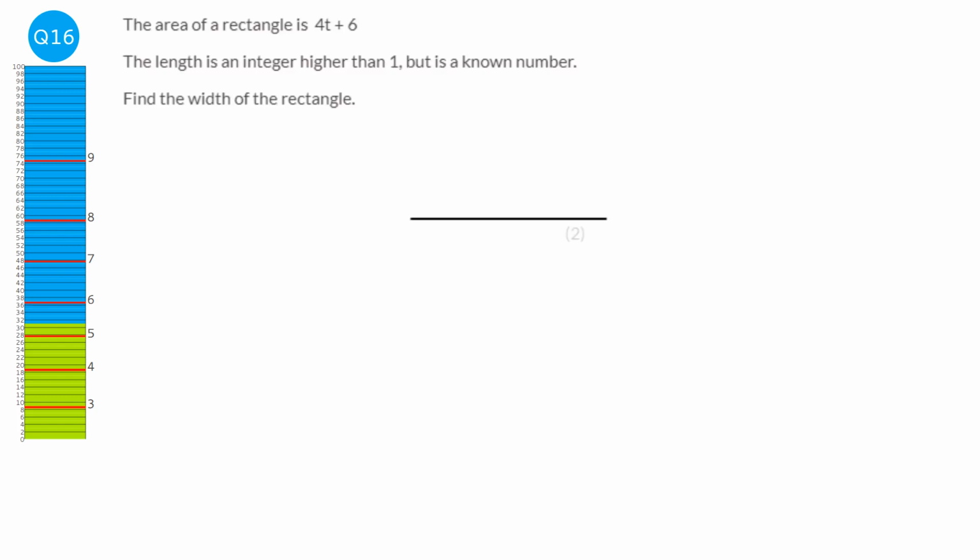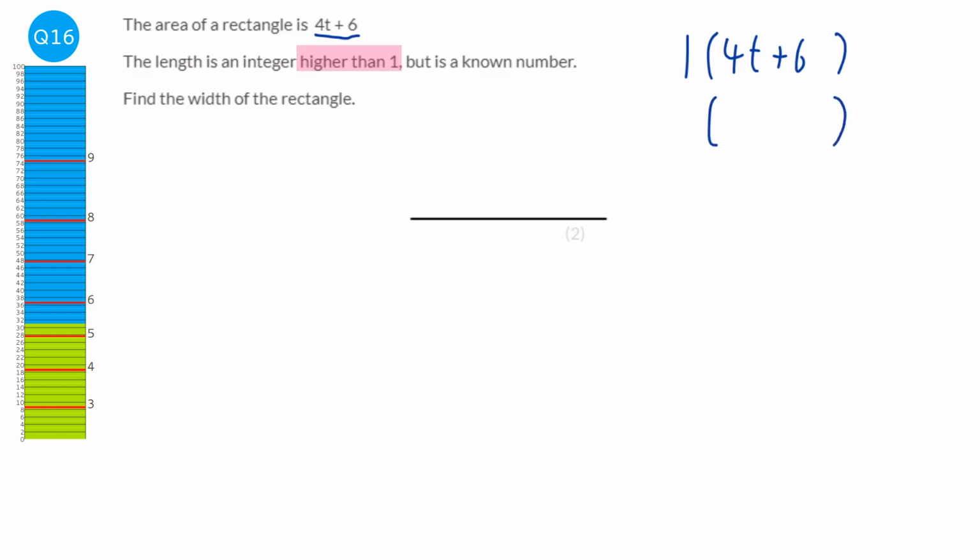So for this question, what we need to do is factorise 4t plus 6. Now factorise means put it into brackets. So what I can do is I can actually put a 1 on the outside here. So 1 times 4t plus 6 is 4t plus 6, but the question clearly states that it is higher than 1. So we need to find another number that's higher than 1 to factorise this with.